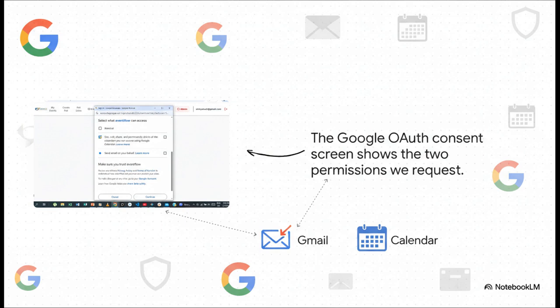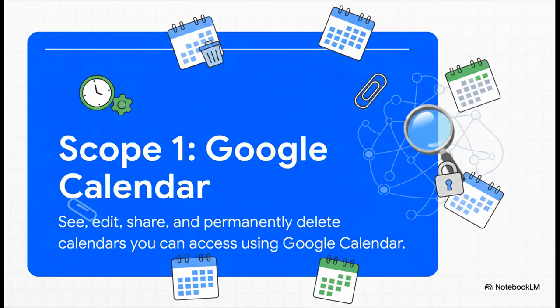As you can see, we're asking for 2 specific permissions, or scopes. So for the next couple of minutes, we're going to break each one down, Google Calendar and Gmail, so it's perfectly clear not just what we're asking for, but more importantly, how we use these permissions in a very limited and purposeful way that actually helps the user. Let's kick things off with the first scope, Google Calendar.